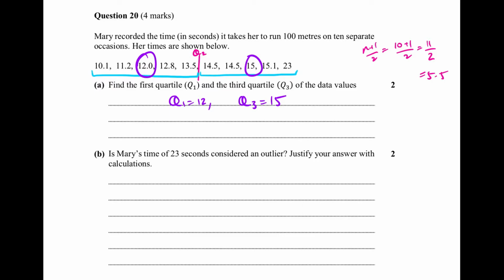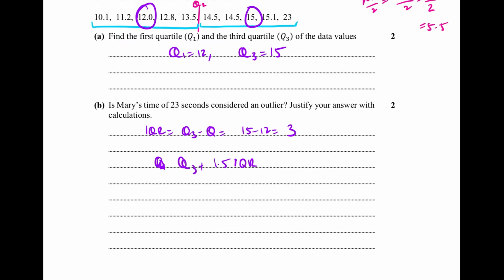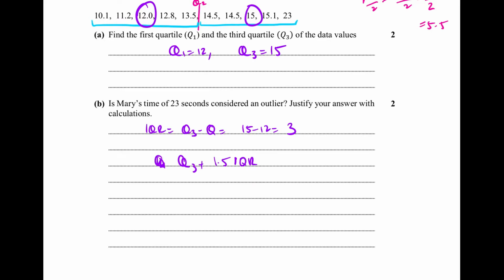Now what I need to do here is first determine my interquartile range, which is 15 minus 12, which is equal to 3. I'm going to plug it into this formula, which is also provided for you on your formula sheet. So Q3 plus 1.5 times my interquartile range. If 23 is greater than whatever I get here as my outcome, then it is an outlier.